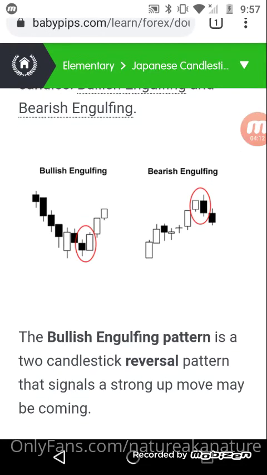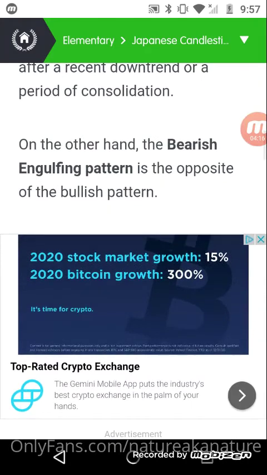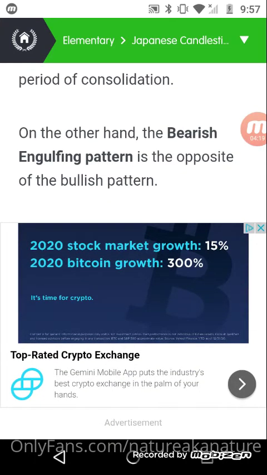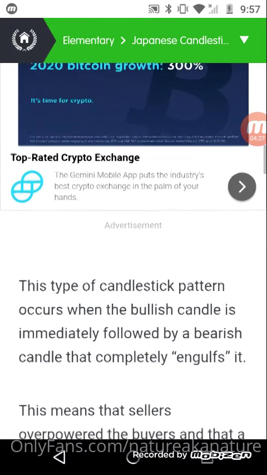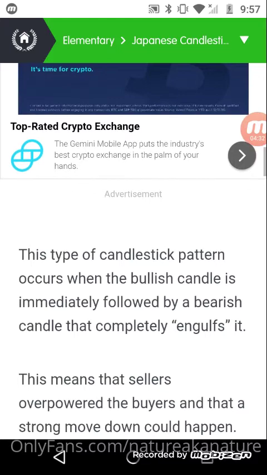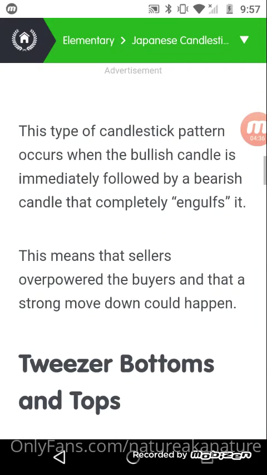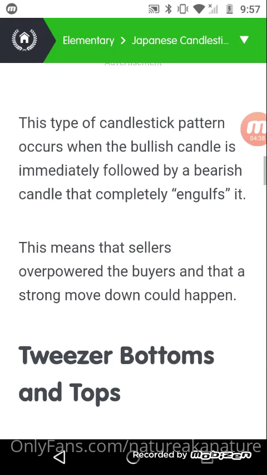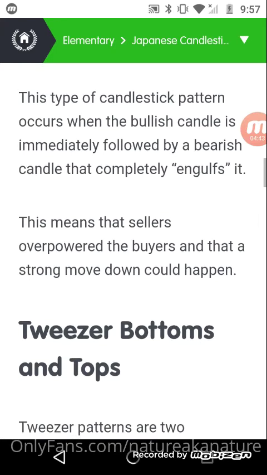The bearish engulfing pattern is the opposite of the bullish pattern. This type of candlestick pattern occurs when a bullish candle is immediately followed by a bearish candle that completely engulfs it. That means sellers have overpowered the buyers, and a strong move down could be happening. Most likely it's going to be a strong move down.